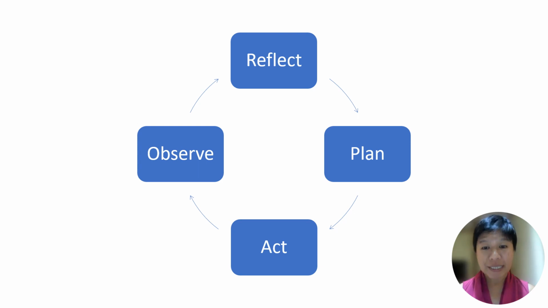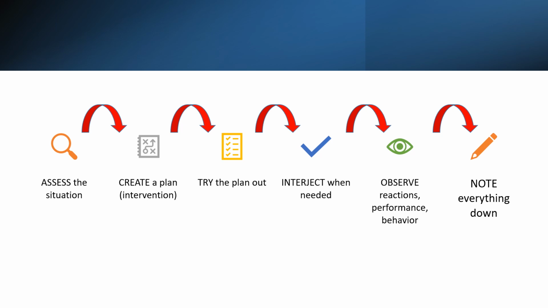DepEd Order number 16 instructs us to use the reflect, plan, act, observe process in doing action research. Using this as a basis, we at the UPV Action Research Project developed the following steps that can help us in doing action research in the classroom. We begin by assessing the situation.